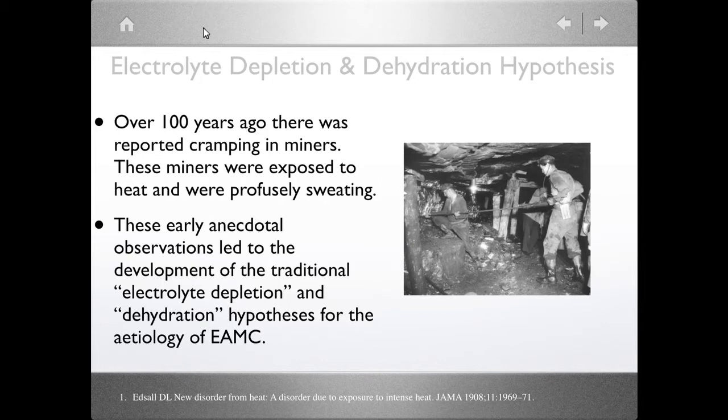So one of the first theories was the electrolyte depletion and dehydration hypothesis, and that began over 100 years ago. Basically, miners were reporting cramping, and these miners were exposed to high heat and were profusely sweating. So these early anecdotal observations led to the development of the traditional electrolyte depletion and dehydration hypothesis for exercise-associated muscle cramping. And that has stayed all the way till today as being one of the dominant theories.